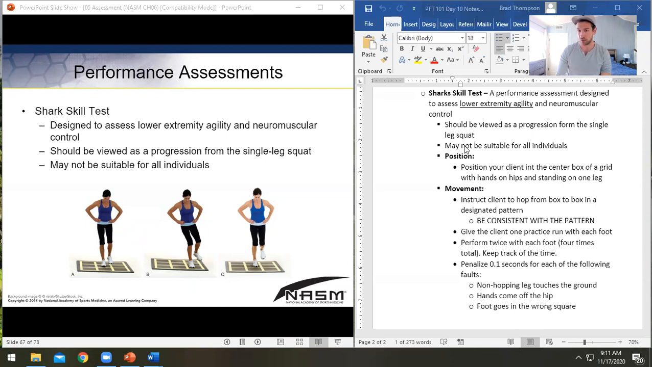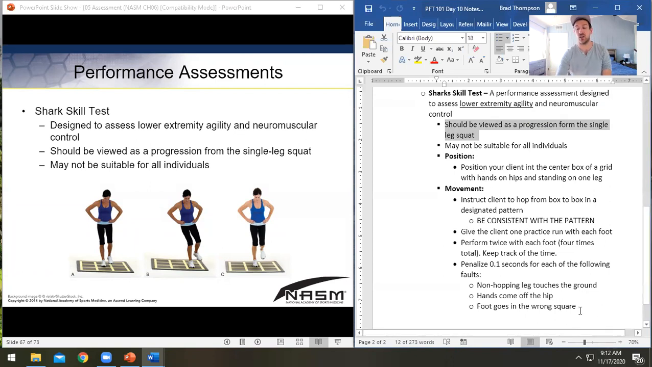So things I want you to memorize about the shark test. Obviously, its definition, first of all, right? It is a lower extremity agility assessment. I don't know that you'll see this sentence: it's a progression for the single leg squat. I don't think you'll see that. But it is going to be hands on the hips, jumping in a 3x3 grid, and they get penalized for non-hopping leg touching the ground, hands leaving the hips, and foot going into the wrong square.